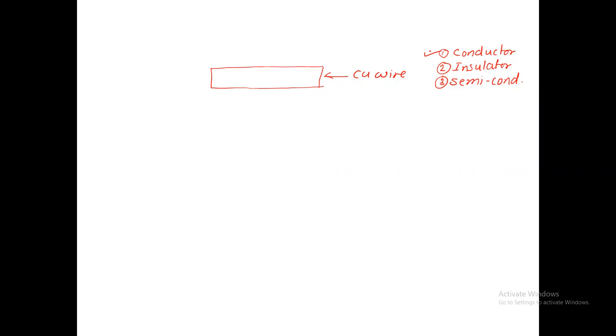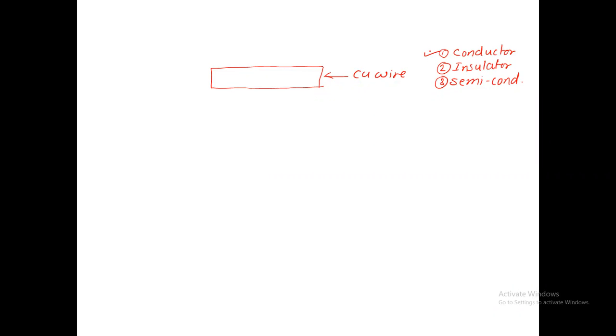Means when the electrons jump from the valence band to the conduction band, only these electrons we call free electrons. But not all valence electrons will jump from the valence band to the conduction band. Only a few valence electrons will jump at room temperature from the valence band to the conduction band, and once the electrons enter that conduction band, these electrons are called free electrons.